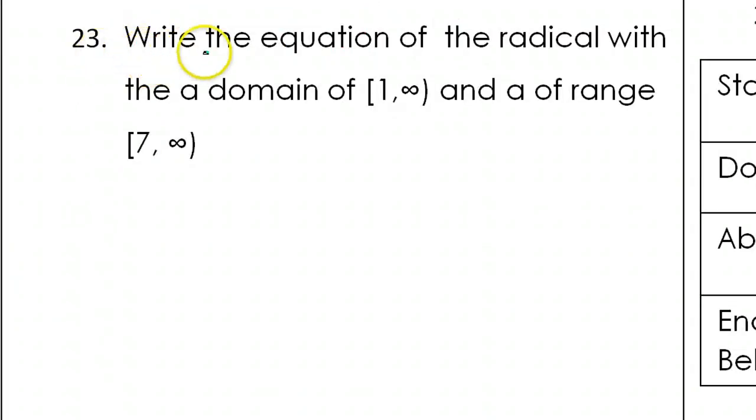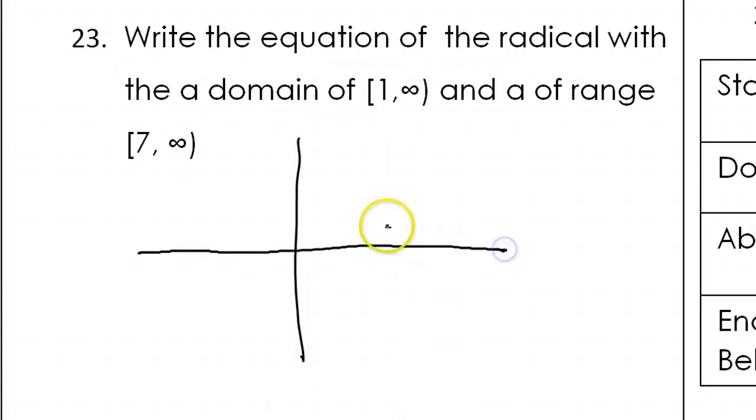Alright, for number 23, we're supposed to write the equation of the radical with domain from 1 to infinity and a range of 7 to infinity. Okay, so if you picture a normal x and y axis, usually a square root function will do like this.